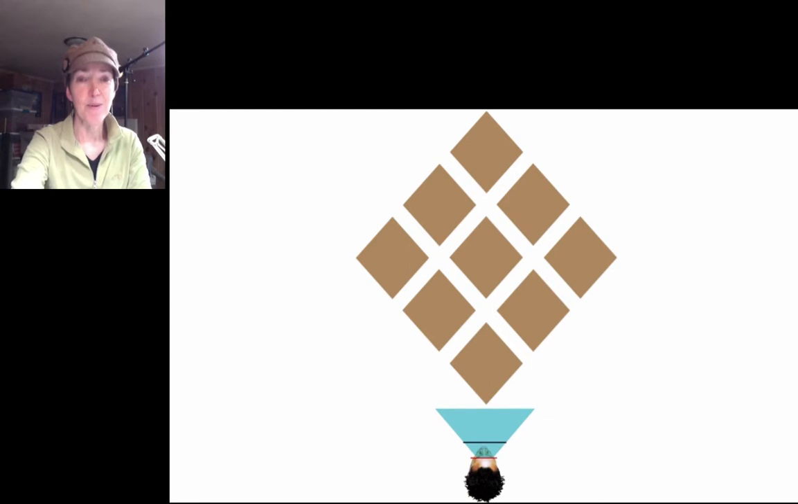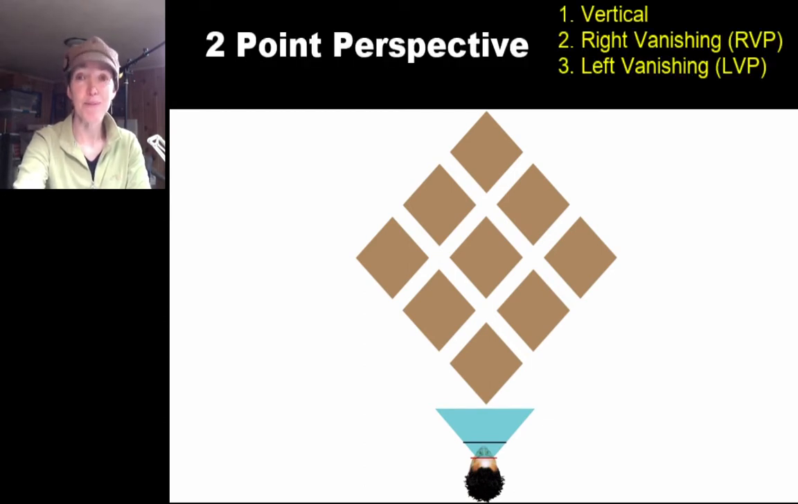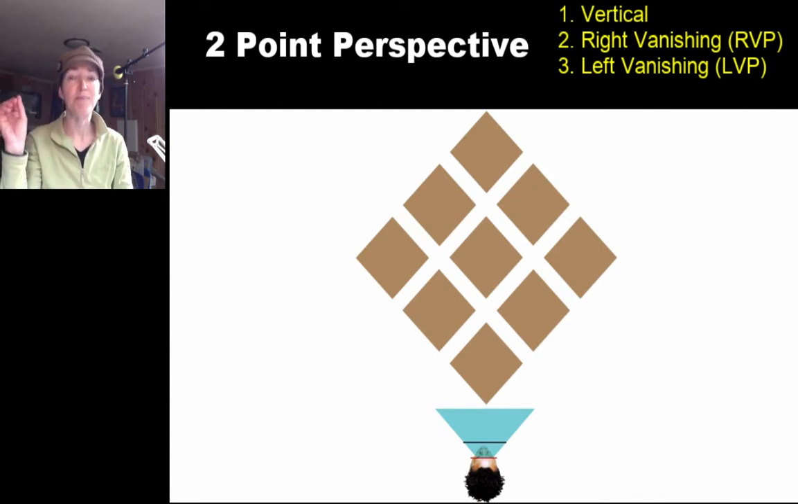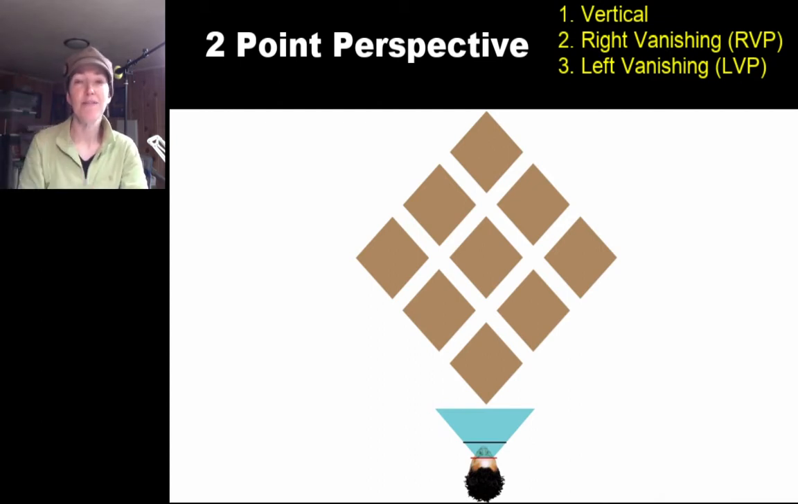So we're moving into two-point perspective. Let me get the title on there. And then the thing to remember about two-point perspective is that we no longer can just use standard horizontal lines. Those go away. So at the top of your paper, write down these three types of line that you're allowed to use in two-point perspective.